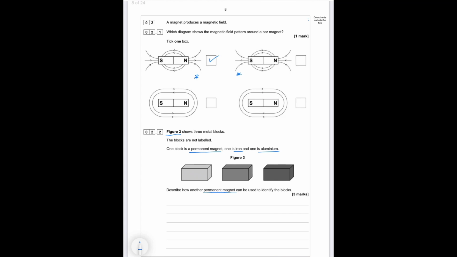So if we look at this question, using our permanent magnet, we'd be able to identify the aluminium purely because it would have no effect on the permanent magnet. Then the iron would be attracted to the permanent magnet, but it would not be repelled. And thirdly, it would only be the permanent magnet that's attracted and repelled by the other permanent magnet. So let's get this down.